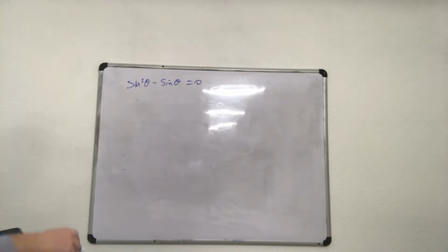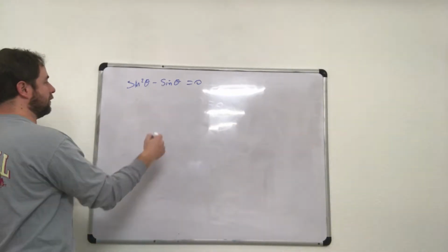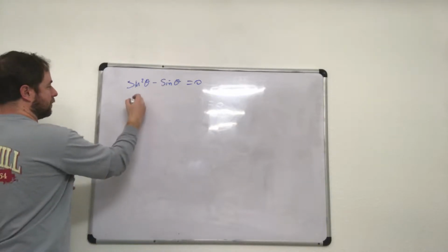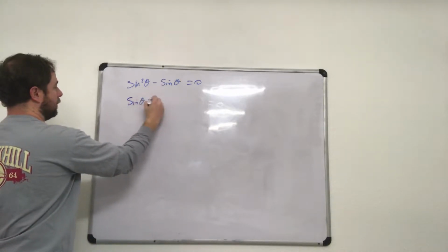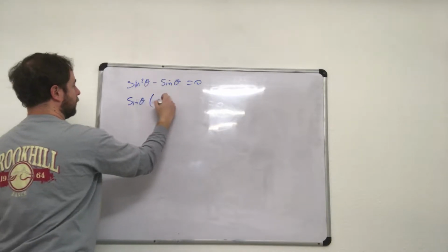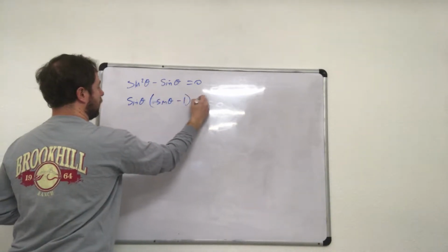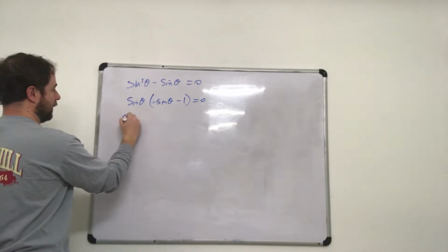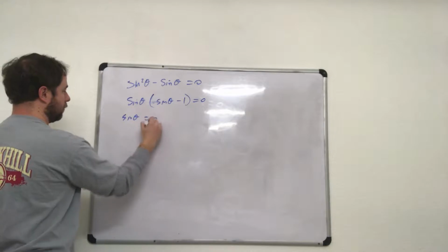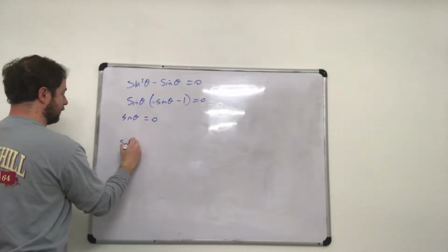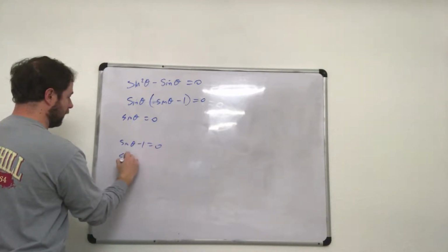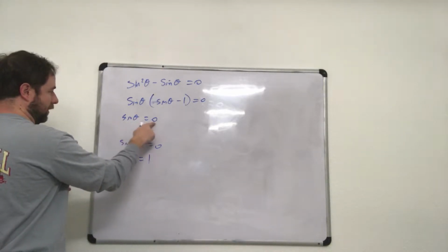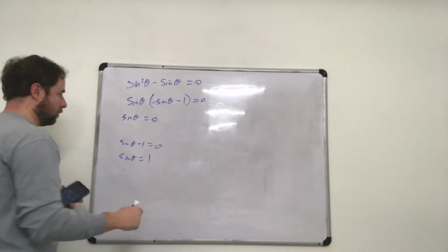In this next example, we have sine squared theta minus sine theta equals 0. What we're going to do is factor out a sine theta, and what you're left with is sine theta minus 1 equals 0. So the two options are sine theta on the outside equals 0, and the one on the inside is sine theta minus 1 equals 0, which isolates to sine theta equals 1. So the question is, when does sine theta equal 0 and when does sine theta equal 1?